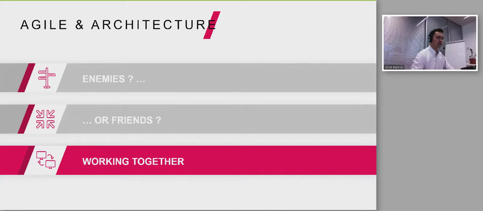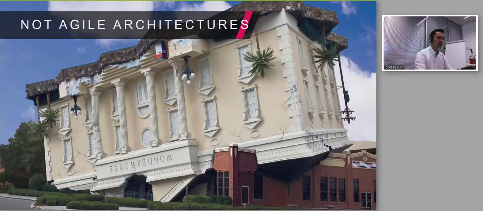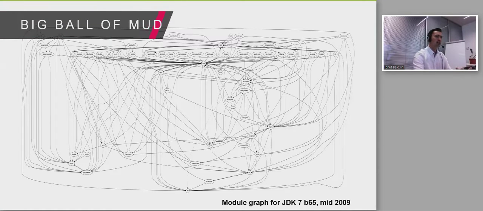Okay, sure. Thanks, Xavier. So we just saw that we both share the common goal. Now let's zoom inside the architectural side, and let's see some anti-patterns, or non-agile architectures. The first anti-pattern is the big ball of mud, and this is a screenshot taken out of JDK 7. If you are a Java developer attending this presentation, it seems very familiar to you.